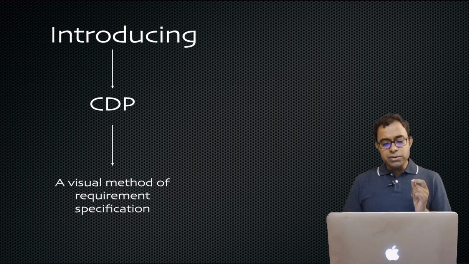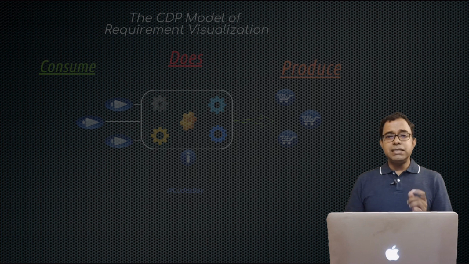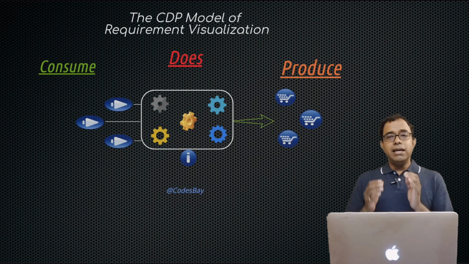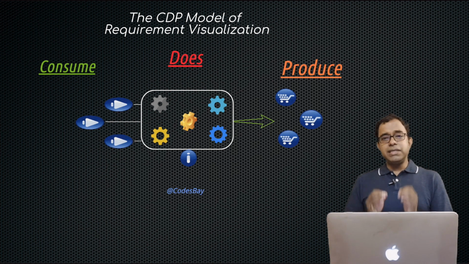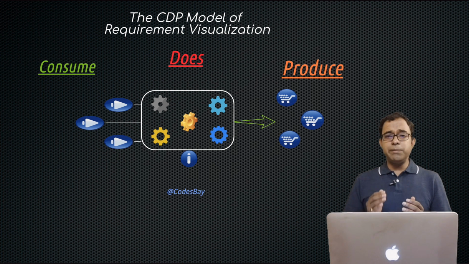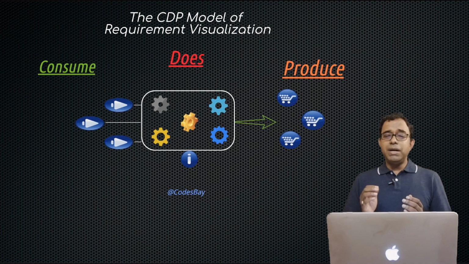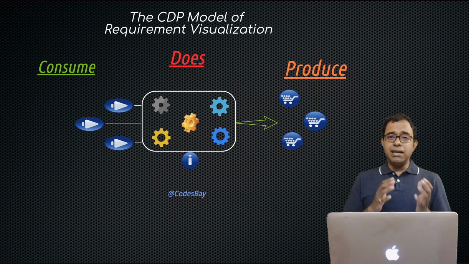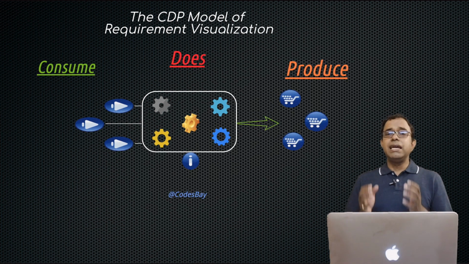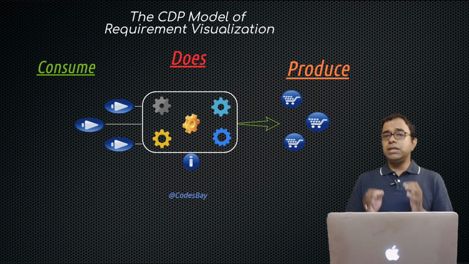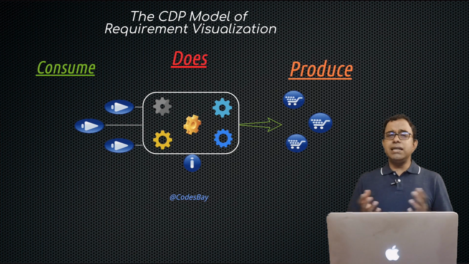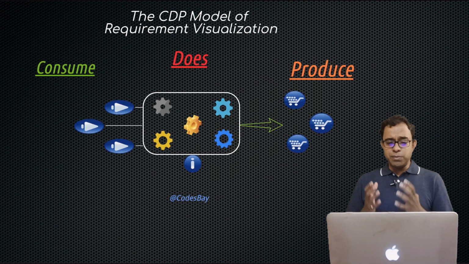Now let me introduce you to CDP. CDP stands for Consume, Does, Produce. It is a method of visually representing software requirements. Now, this method is actually based on the CPU's input, process, output, but it has been changed to accommodate the complexities and characteristics of software development. Hence it is changed to Consume, Does, and Produce. So you will ask me a question: what exactly is CDP? What is meant by Consume, Does, Produce?